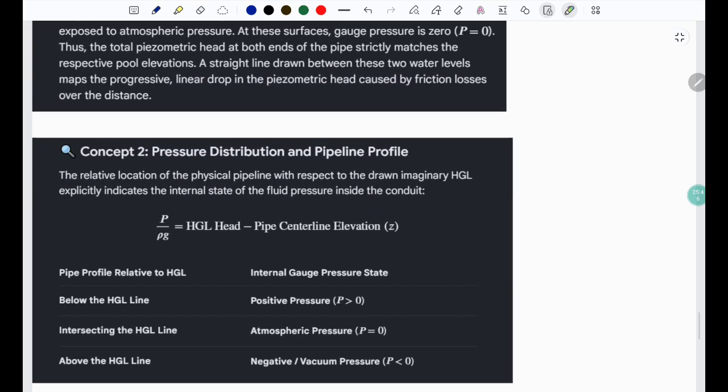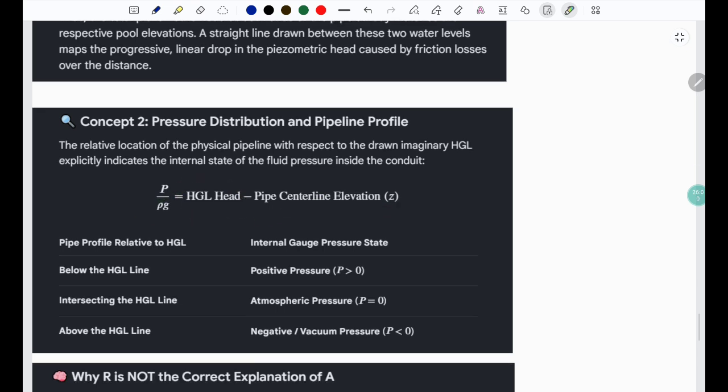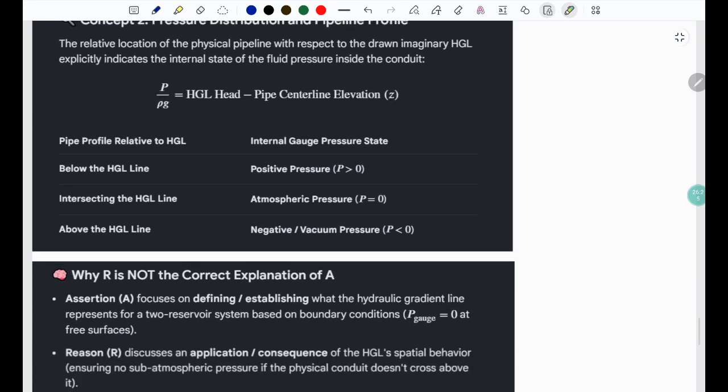The second is that this is your P by rho g, which can be written as the hydraulic gradient head minus the pipe's center elevation. What it says is that if your hydraulic gradient head is above the pipe center elevation, then you will have a positive pressure. But if the pipe center line is above, then this will increase and this will be below it, so it will become negative, the vacuum pressure, and exactly at the HGL line the gauge pressure would be 0.